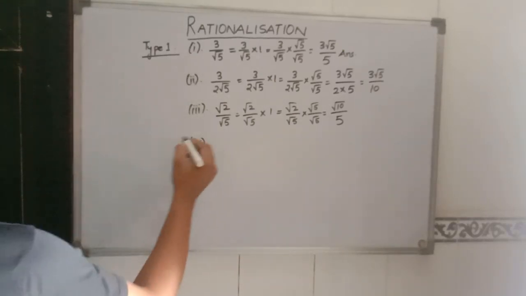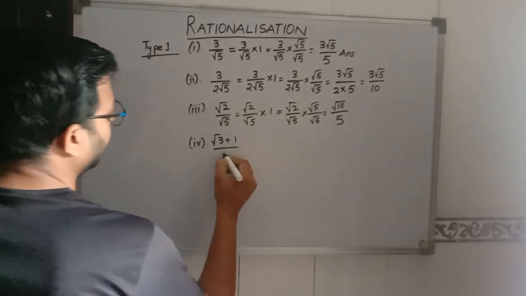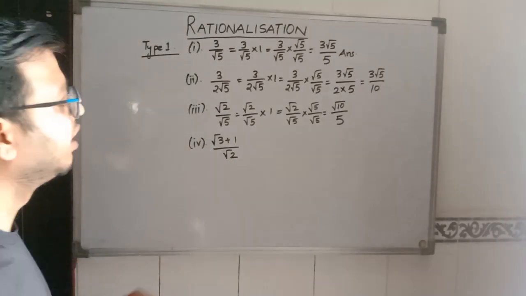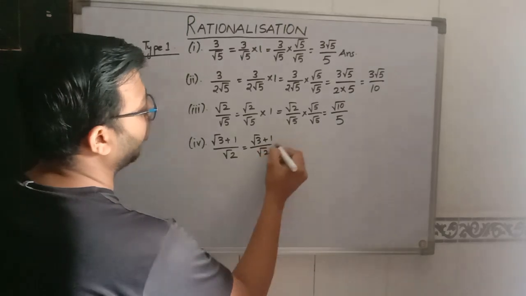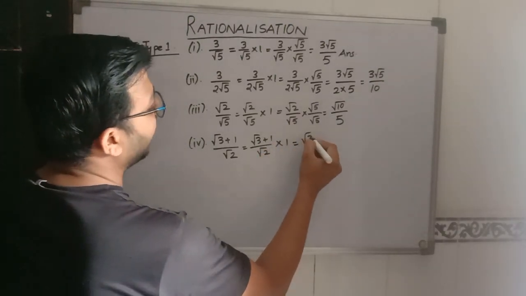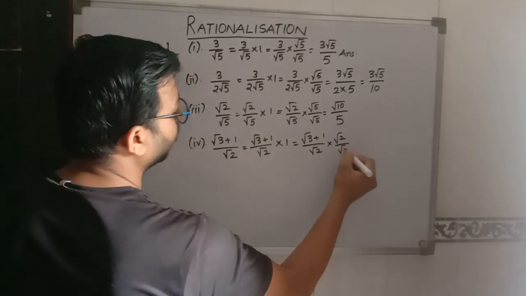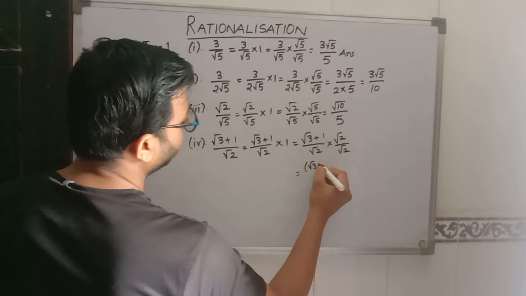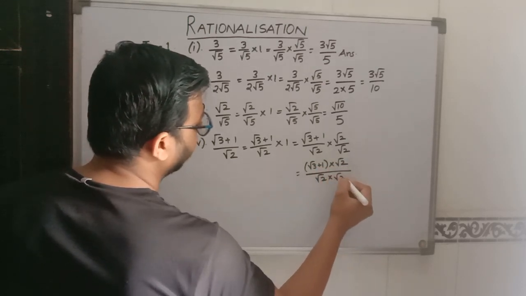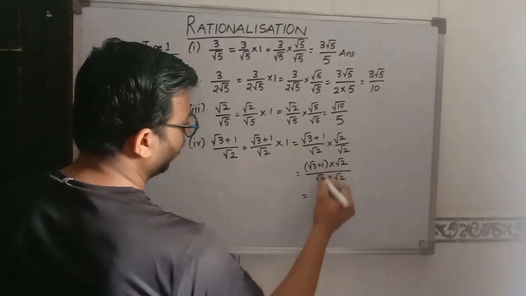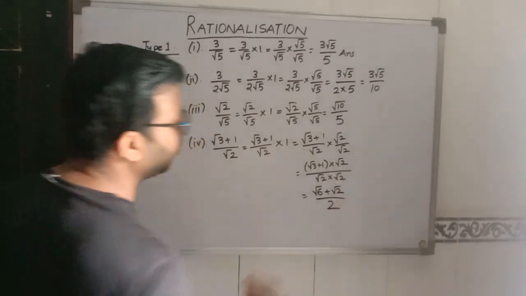Question number 4 is saying root 3 plus 1 upon root 2. Now observe it carefully. Again, there is only one number in the denominator, so don't worry. The working you have to do is the same: multiply by 1, and 1 can be converted into root 2 upon root 2. After that, root 3 plus 1 multiplied by root 2, and in the denominator root 2 multiplied by root 2. So this root 2 will multiply by both numbers, so it will become root 6 plus root 2, and root 2 multiplied by root 2 will become only 2.